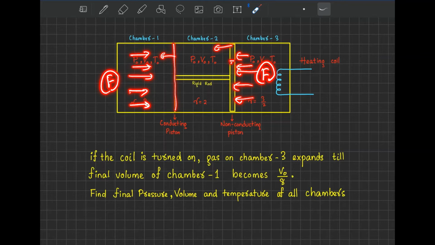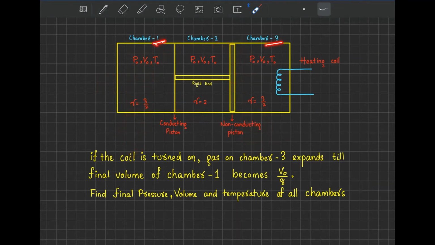So if forces are the same and the area of cross section is the same, we can say the force per unit area from the left side is equal to the force per unit area from the right side. So the pressure must also be the same in chamber 1 and chamber 3 at the final state. These are the data we can think of from the question. Next, let's see how to solve.